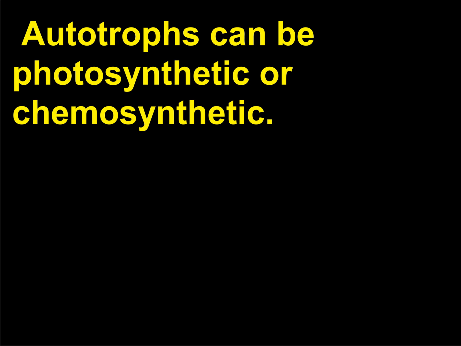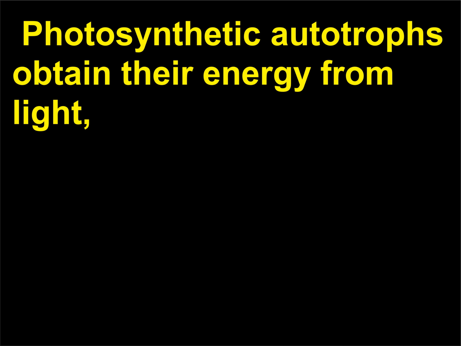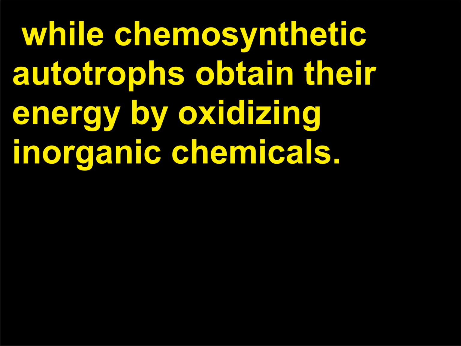Autotrophs can be photosynthetic or chemosynthetic. Photosynthetic autotrophs obtain their energy from light, while chemosynthetic autotrophs obtain their energy by oxidizing inorganic chemicals.